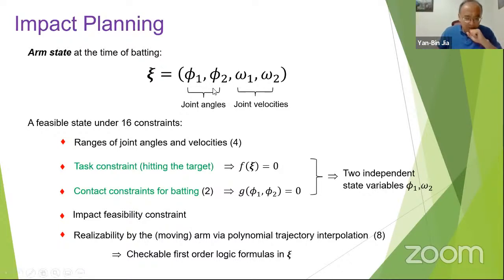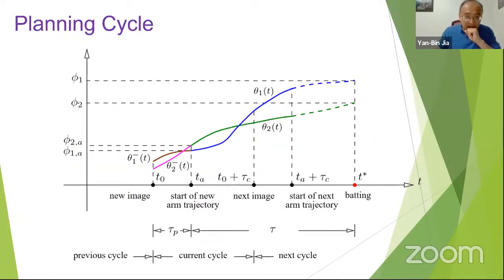These are very easy to check, either by checking whether it's within the interval, or maybe by converting the condition into a first order logic formula and then using root finding to check the truth of it. All right, so planning now comes. We divide that flight time of slightly over half a second into cycles.